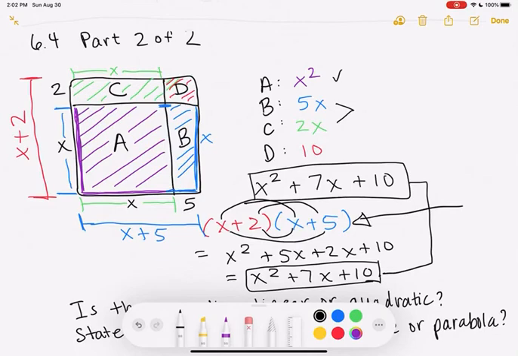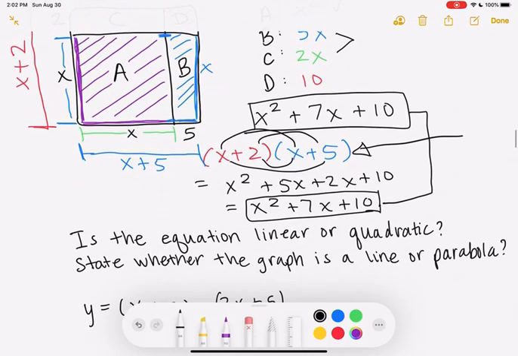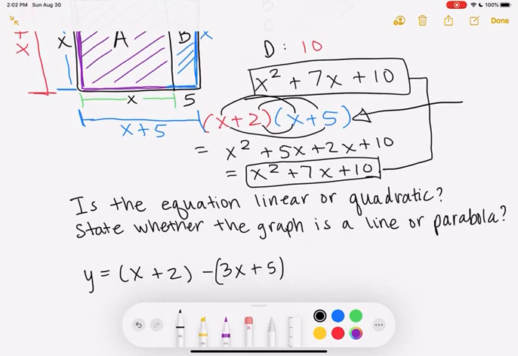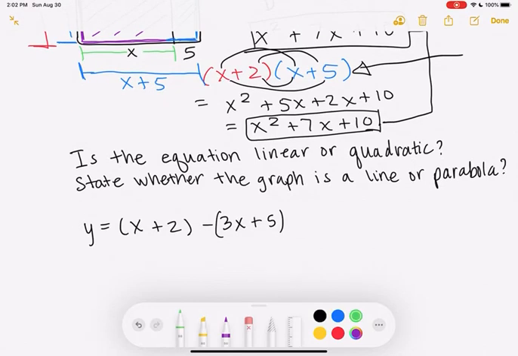Just one other quick little piece for today, and then we'll be done. There are some questions in your homework towards the end where they will ask you, is the equation linear or quadratic? And then state whether the graph is a line or a parabola. Okay, so here's how we're going to find out. Whenever it says linear or a line, those two are going to be the same. So a linear equation is just a line, and the way that you would know is if your highest exponent is just a 1, so if it just has an X in it.